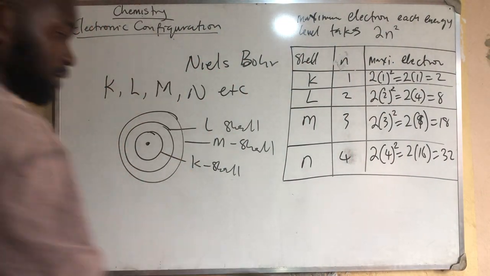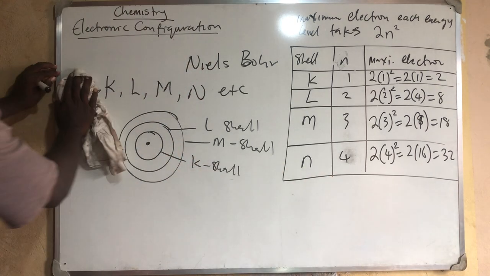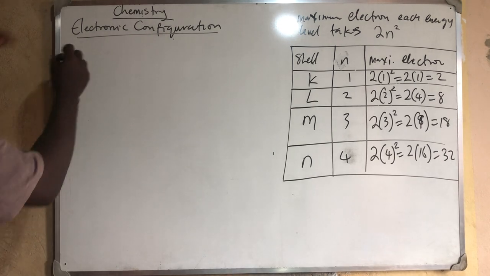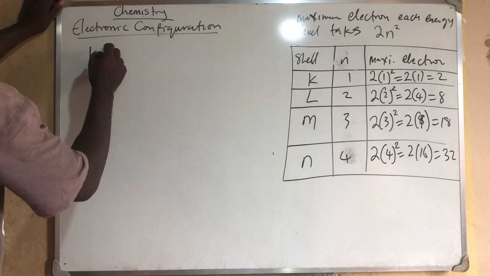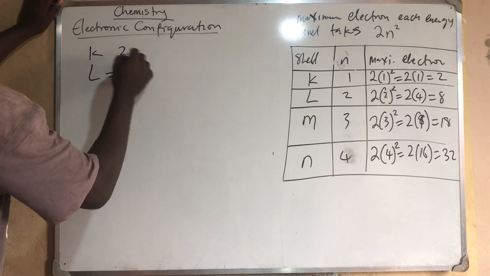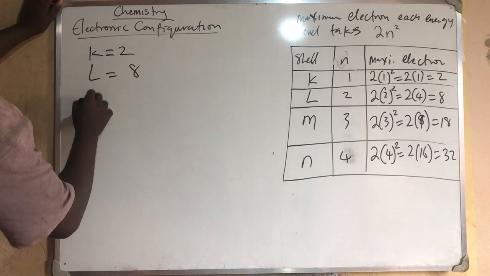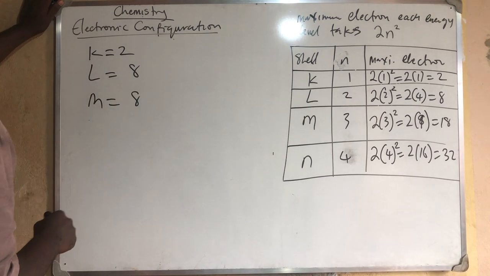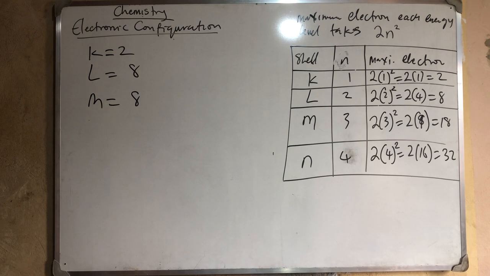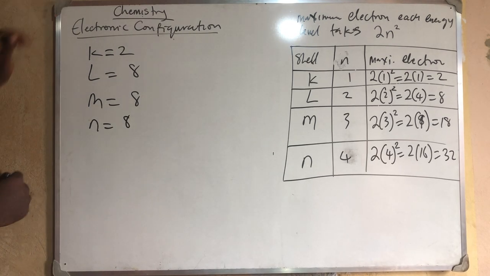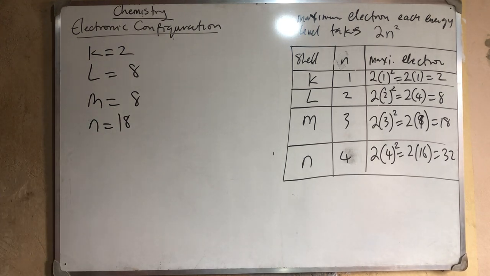But in the actual filling of electrons, K will hold 2 electrons. Please write that down. L will hold 8 electrons. M will not hold 18, but rather 8 electrons, and then N is 18. I'll show you why it is like this.